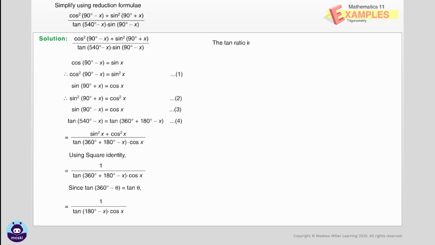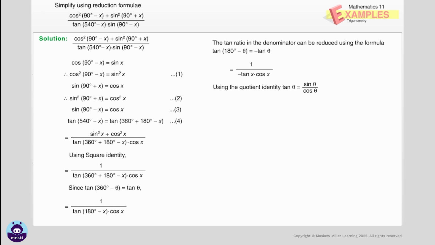times cos x. The tan ratio in the denominator can be reduced using the formula tan (180° − θ) equals −tan θ, giving 1 over −tan x times cos x. Since there is a cos ratio in the denominator, we can rewrite the tan ratio using the quotient identity: 1 over −sin x over cos x times cos x. Since cos x over cos x is 1, the expression simplifies to −1 over sin x.